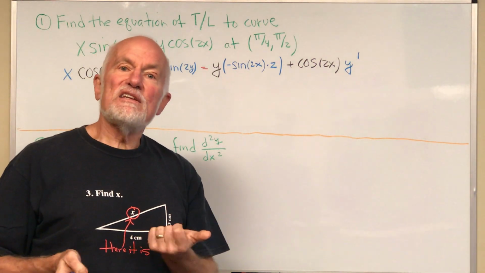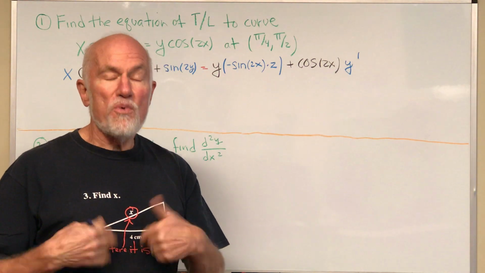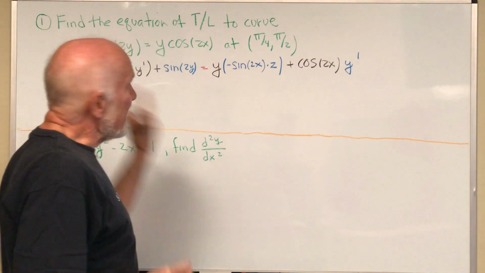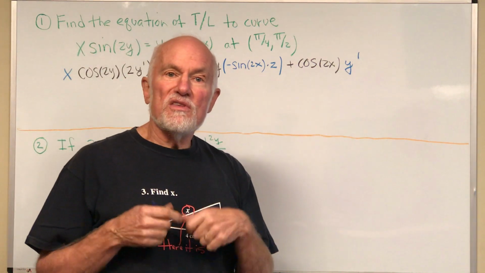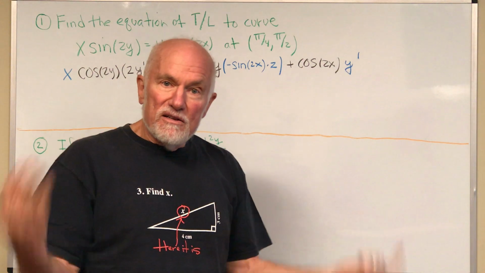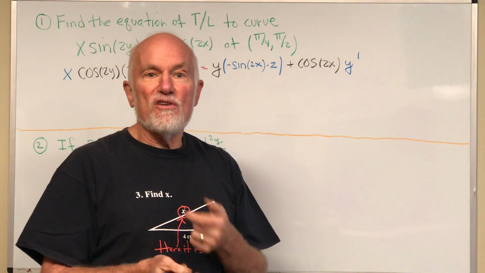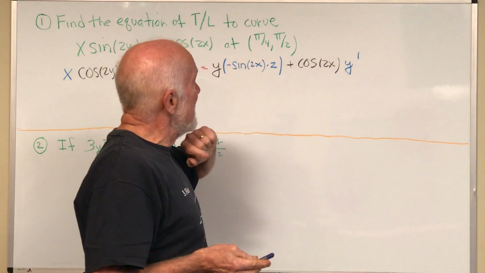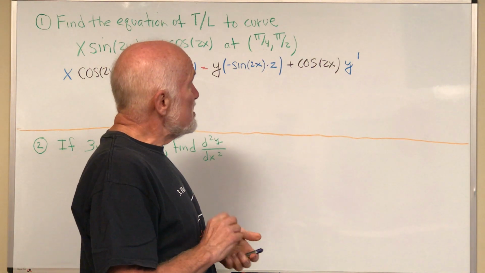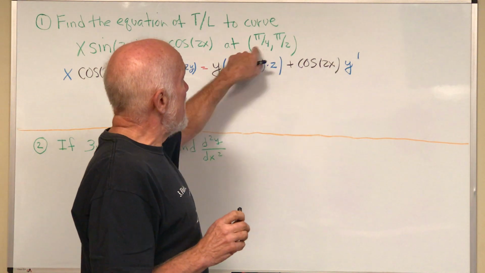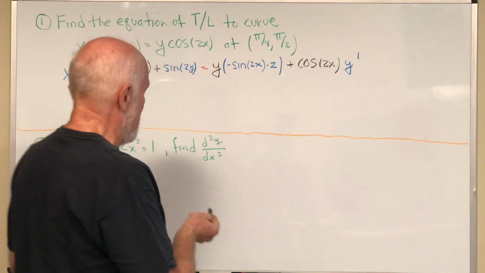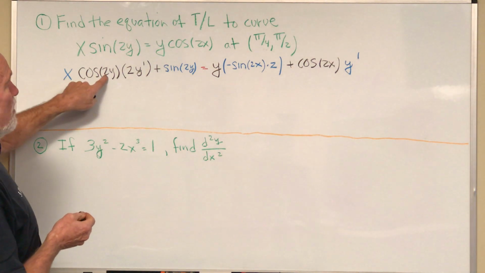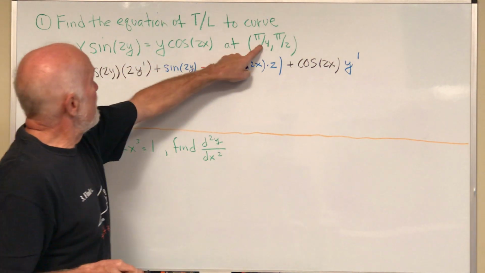Now, if we really needed to find the slope at a bunch of different points, we'd have to go through the algebra here and isolate all the y prime terms together and get this relationship that we could plug values of x and y into. But since we only need it at this one point, I would suggest that we just solve for y prime at this point by plugging it in right now. So x is what? x is pi over 4.